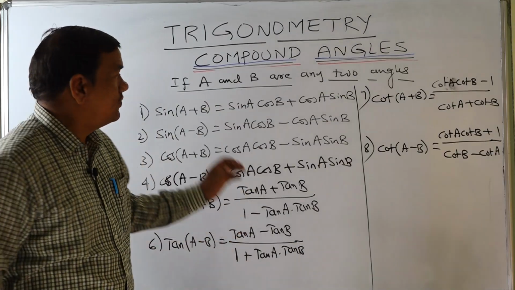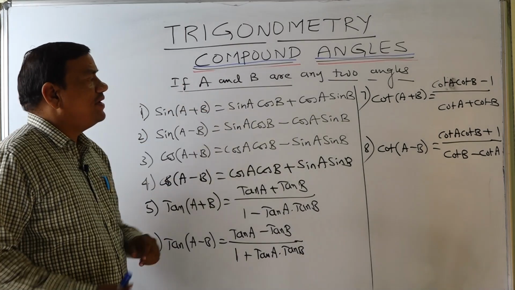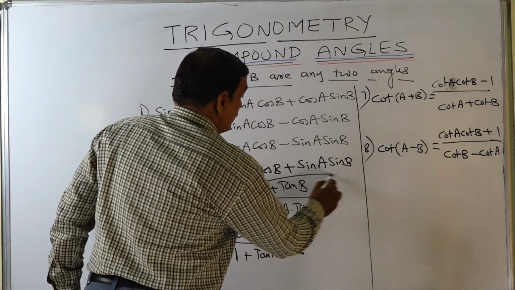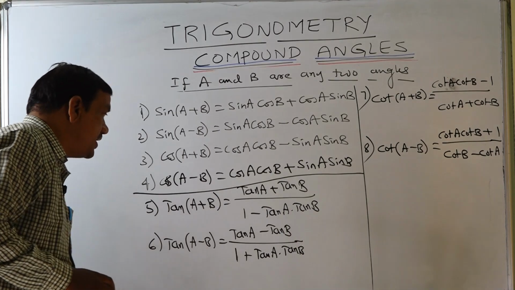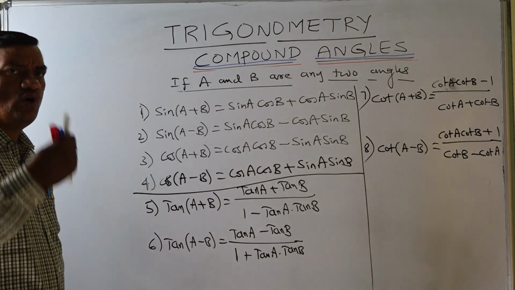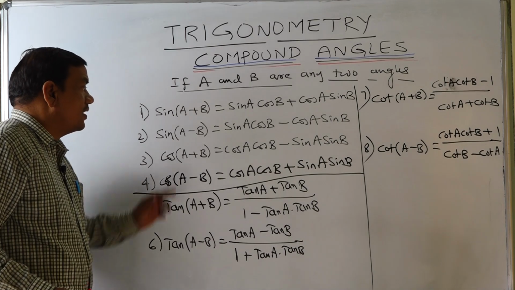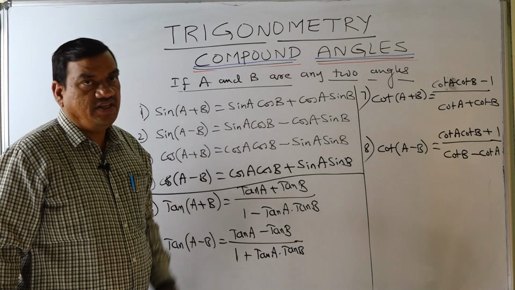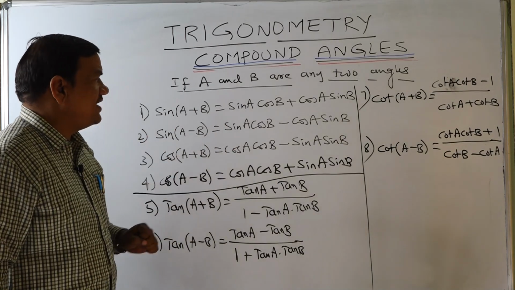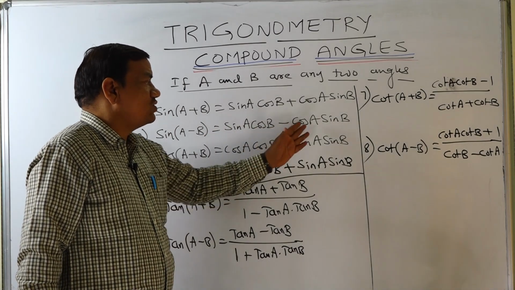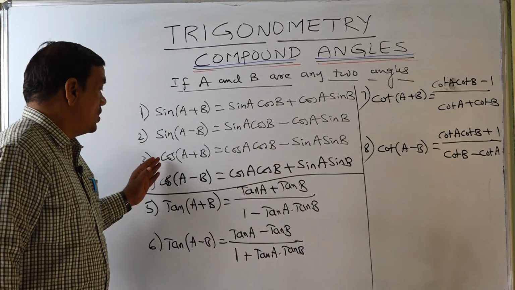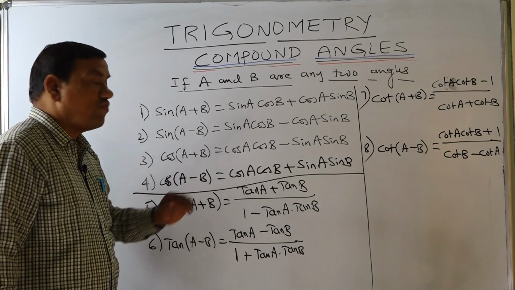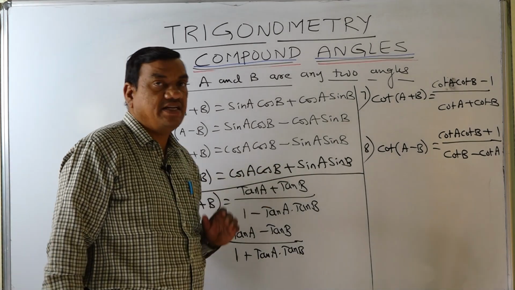Welcome to the formula list. Here A and B are any two angles. Whatever angles you take, sin of A plus B is equal to sin A cos B plus cos A sin B. Sin of A minus B is equal to sin A cos B minus cos A sin B. Cos of A plus B is equal to cos A cos B minus sin A sin B. Cos of A minus B is equal to cos A cos B plus sin A sin B.